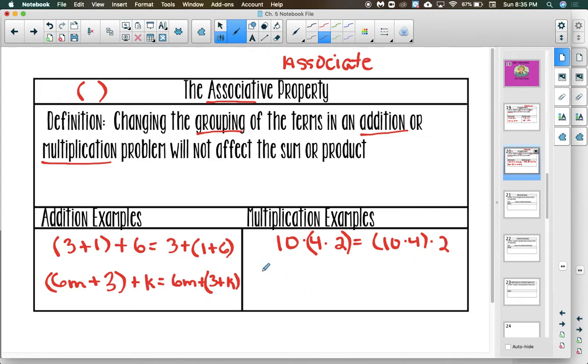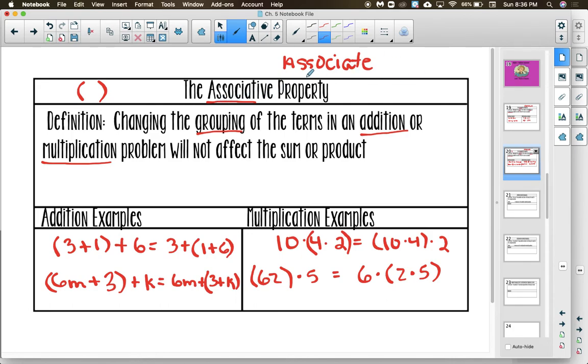An algebraic example would be 6z times 5. And now we have the 6z in parentheses. We're going to take the parentheses and change the grouping so the 6 will no longer be grouped. And inside the parentheses, we will get z times 5. Again, the order didn't change, just the grouping symbols. Okay, so again, this was the associative property.